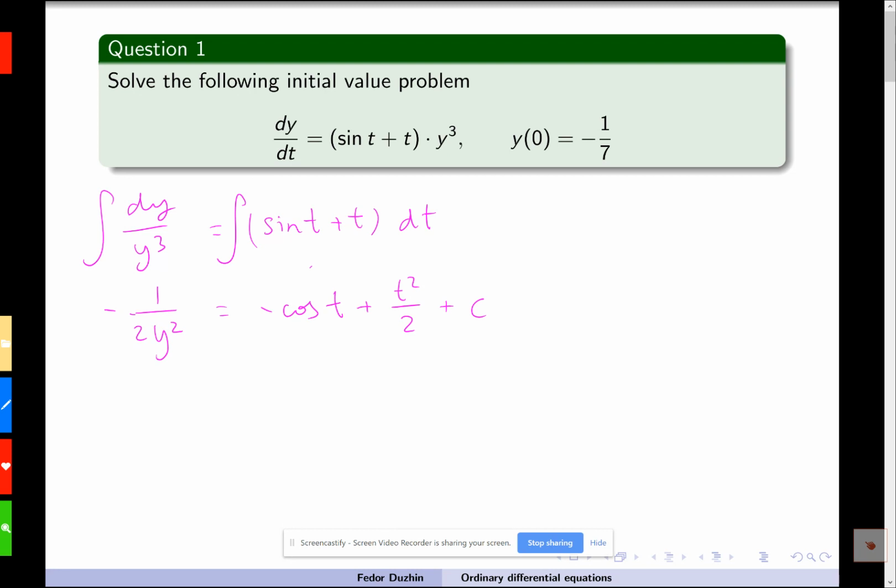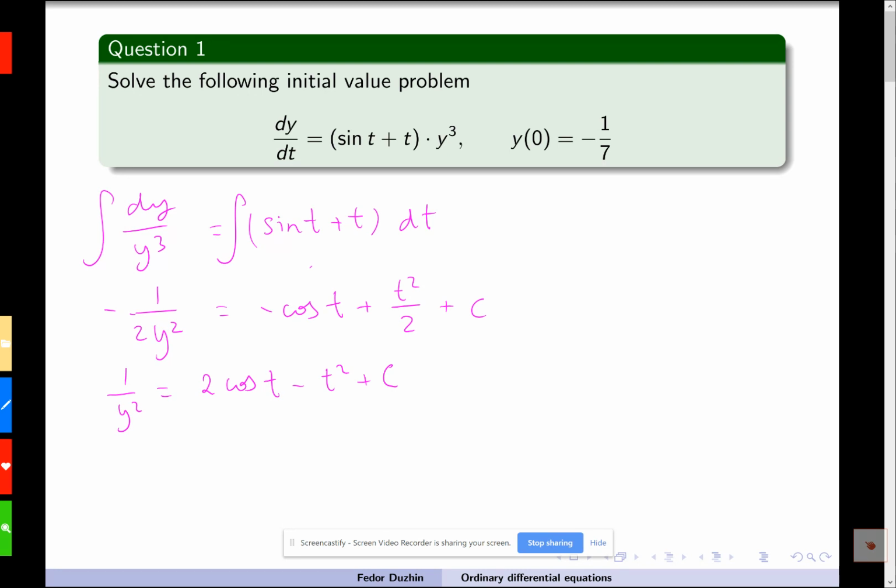Okay, I guess we could just simplify it a little bit, get rid of 1 over 2. So then 1 over y squared equals 2 cosine t minus t squared. Well, strictly speaking, it should be minus 2c, but 2c or minus 2c or c is, in either case, an arbitrary real number, so I'm going to just write plus c, because this is plus an arbitrary real number.